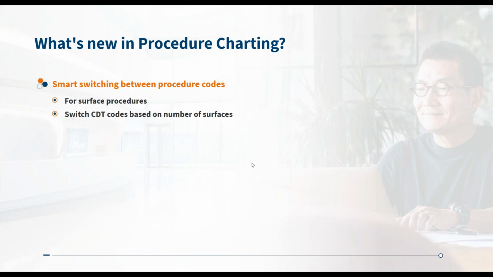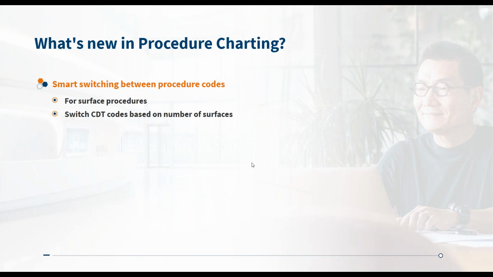The next feature is a very time-saving and very important feature of the procedure charting. Based on your configurations, the system will automatically switch the procedure codes between a single surface code, a 2 surface code, 3 surface code, or 4 or more surface codes. Almost all the surface procedures, the billing codes, change with the number of surfaces on which they are applied. Now with this new feature, the system can automatically switch the procedure codes depending on the number of surfaces that you select on any given tooth.